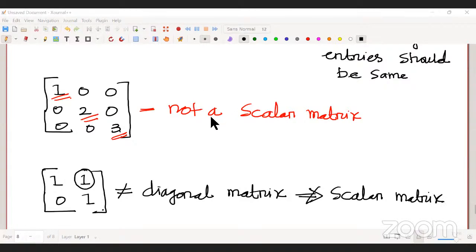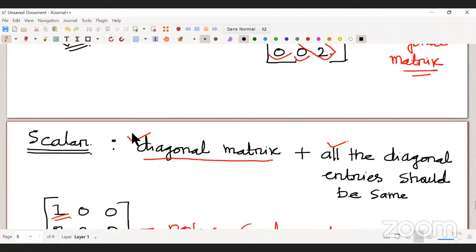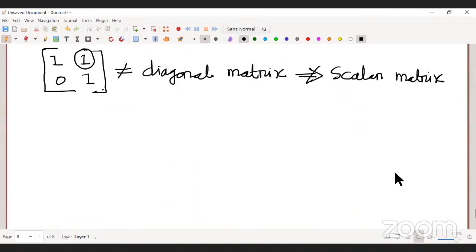Okay, so again let me recall. You need to check two conditions for a scalar matrix. First, this has to be a diagonal matrix, and second thing, all the diagonal entries should be equal for that matrix. Okay, let me take the last example. What about this matrix? Whether this is a scalar matrix or not?